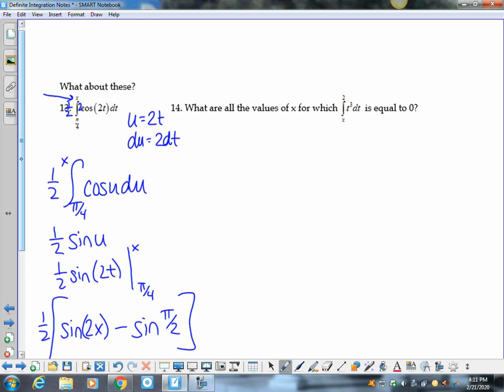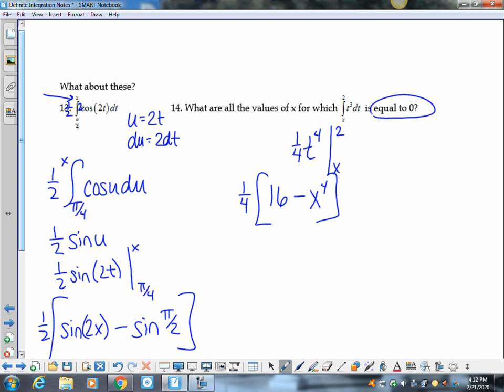Number 14, what are all the values of x, and x is my lower bound, where the integral is equal to 0? So first, let's start by taking the integral. So that's going to be 1/4 t to the 4. And I'm going to go, nope, not plus c. I'm going to go from x to 2. Then I'm going to plug in my 2. So 1/4. 2 to the 4th is 16 minus x to the 4th. I'm just plugging in my x. But then it tells me what it wants it to equal. So I want it to equal 0.